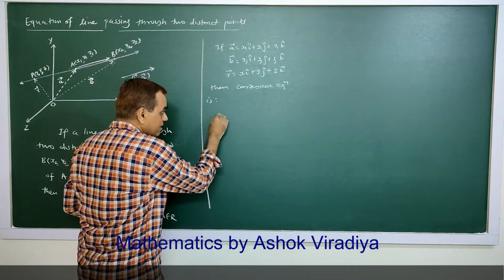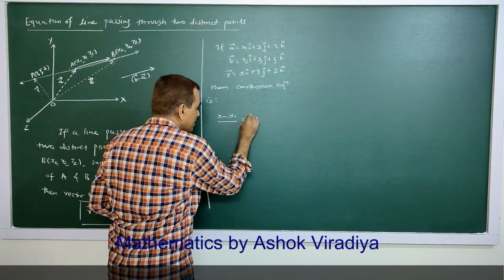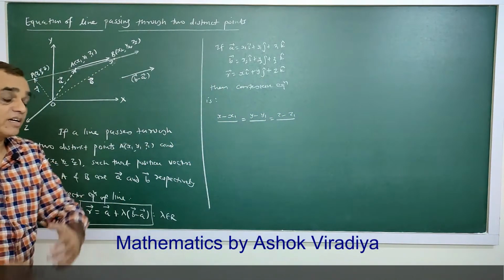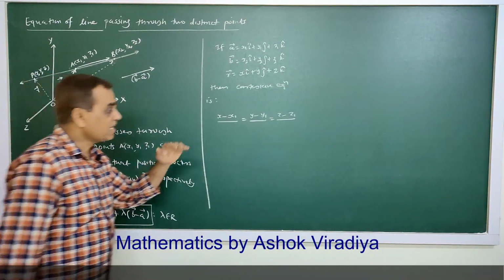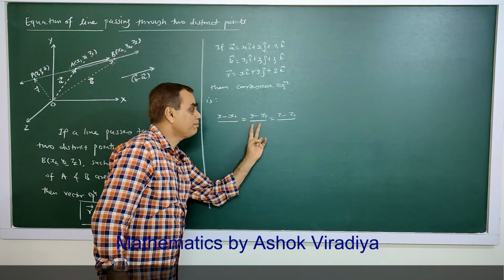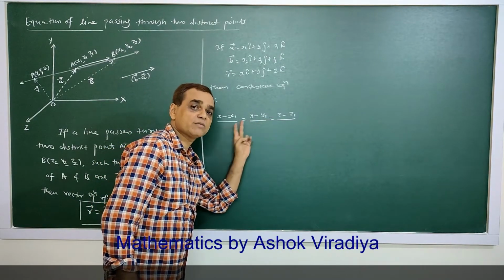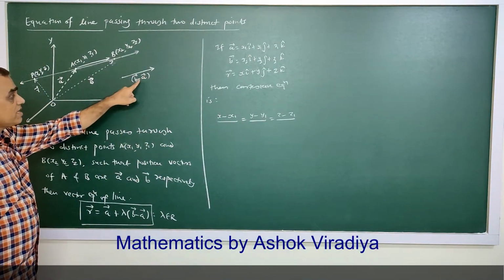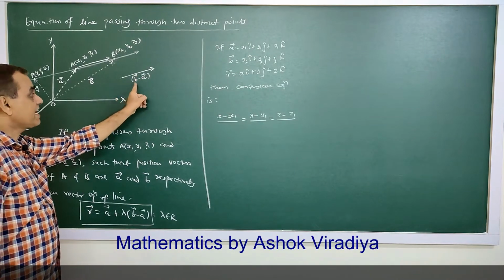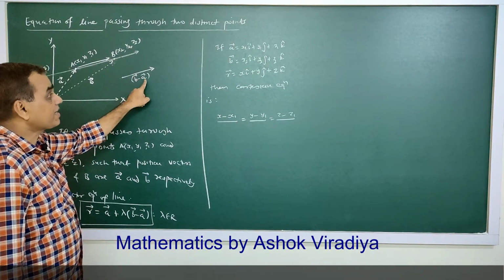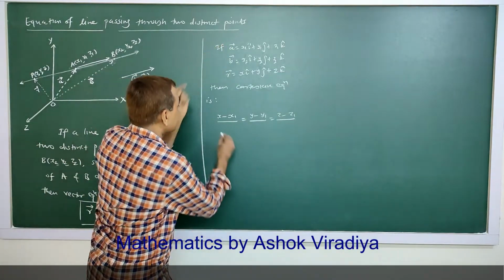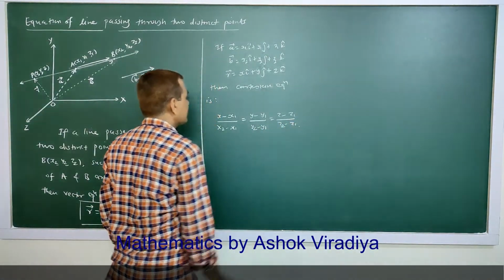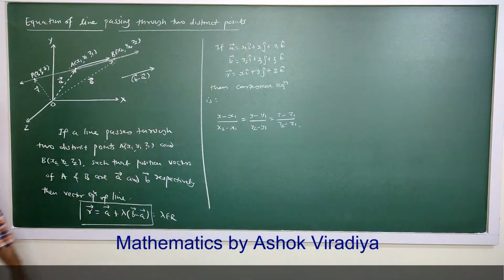In the last theory the numerator was x minus x1, y minus y1, z minus z1. These were the terms in the numerator. In the denominator, we had the scalar components of the vector parallel to the line, small a, small b, small c. Now these numbers will be replaced by x2 minus x1, y2 minus y1, z2 minus z1, the components of vector b minus vector a. So this is the Cartesian form.